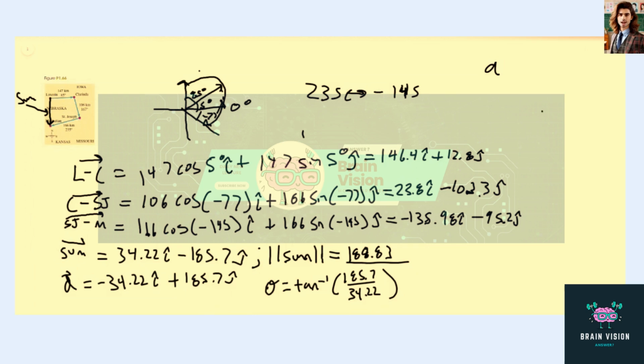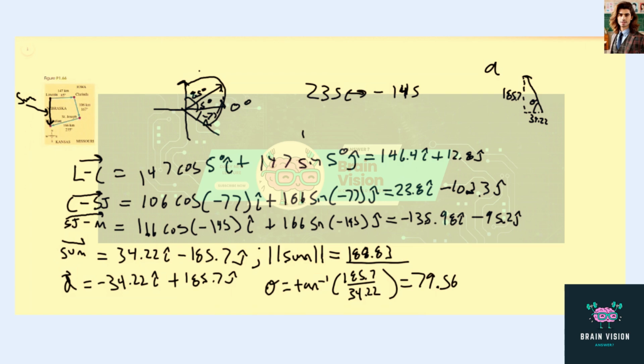It looks something like this, okay, where this is 34.22 and this is 185.7. And this guy here is theta. So the theta is the tan inverse of 185.7 over 34.22, which gets us 79.56.